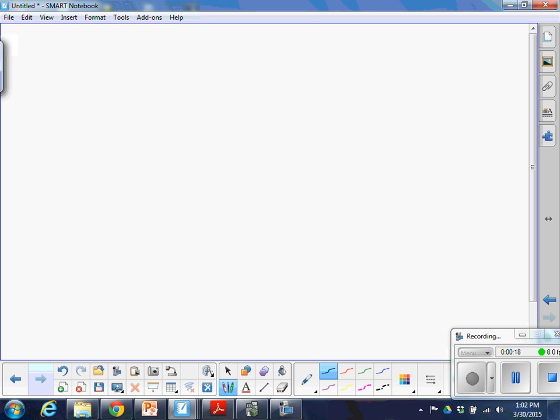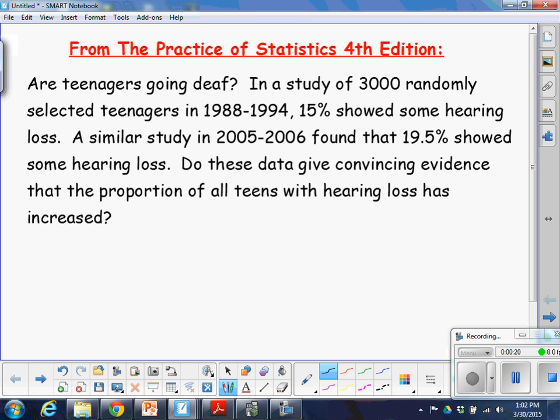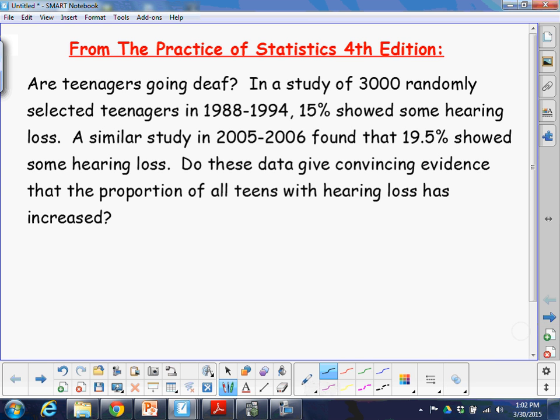And let's set this up here. So we have some data about our teenagers going deaf. In a study of 3,000 randomly selected teenagers, in 1988 to 1994, 15% showed some hearing loss. We did a similar study in 2005-2006 and found that 19.5% showed some hearing loss. So do these data give convincing evidence that the proportion of all teens with hearing loss has increased?